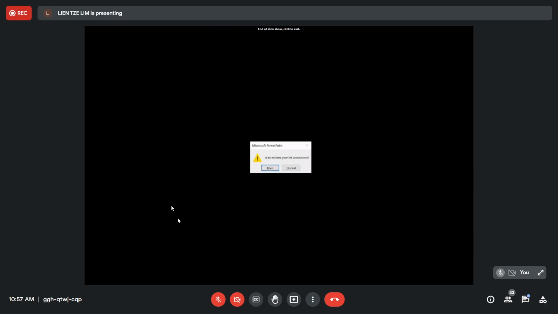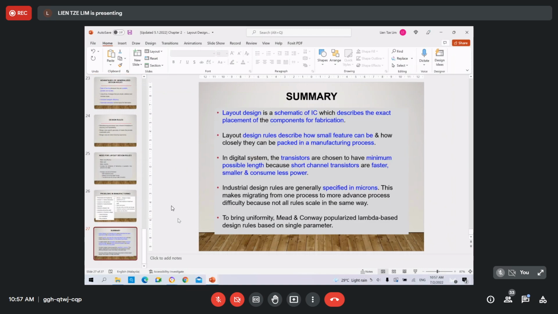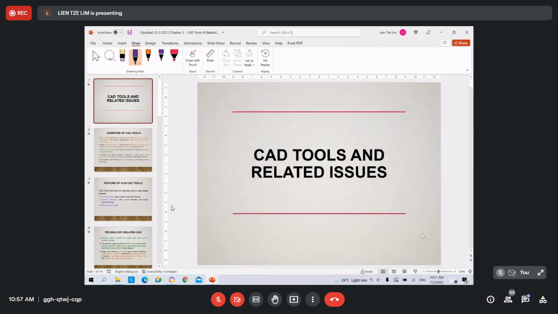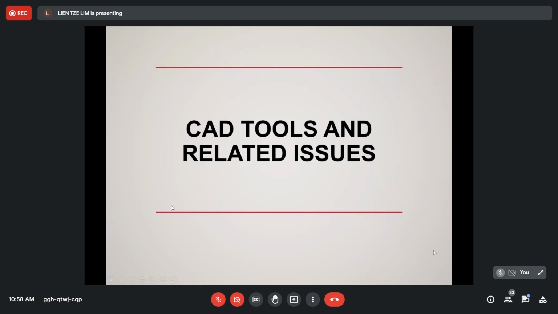Okay, so now I will go to the next topic under chapter 2, which is the computer-aided design tools. Computer-aided design tools and related issues. This is about the tools that are used to edit and create the design. The design can be in schematic design or in layout design.